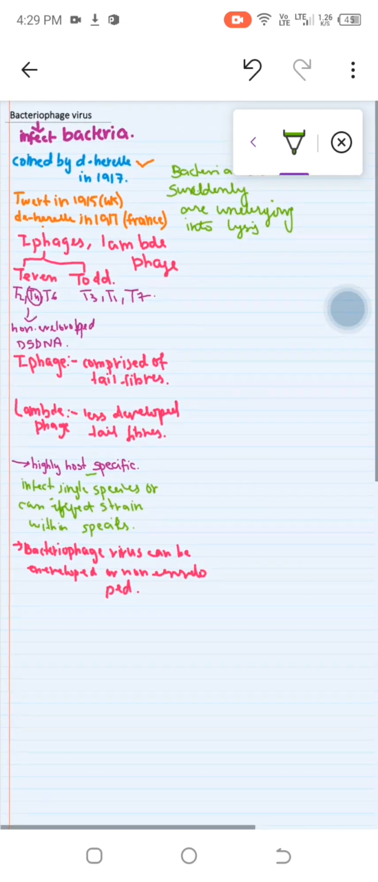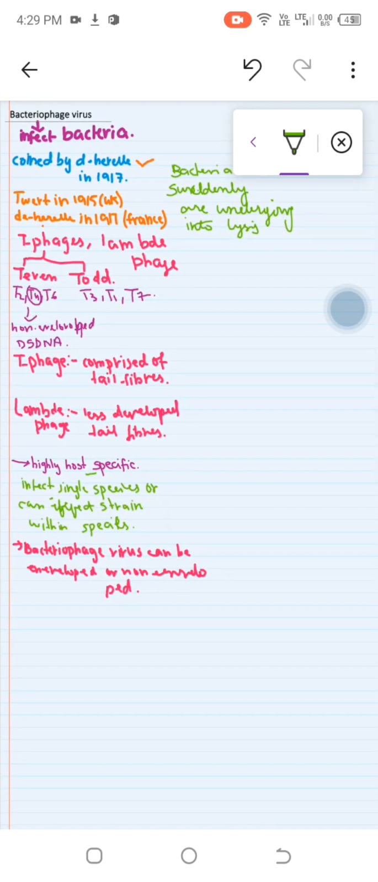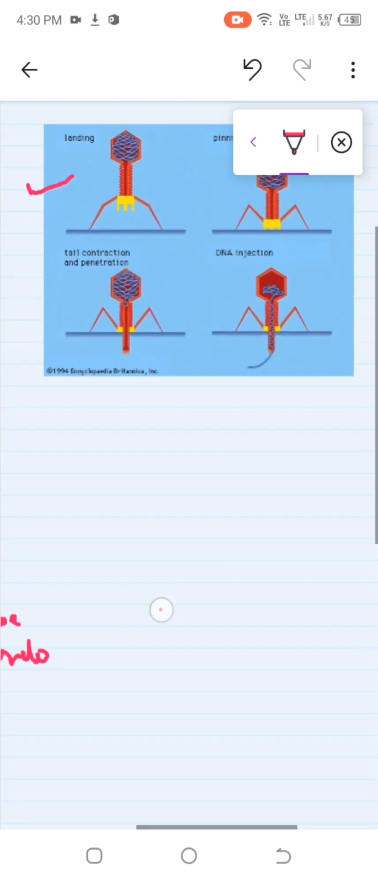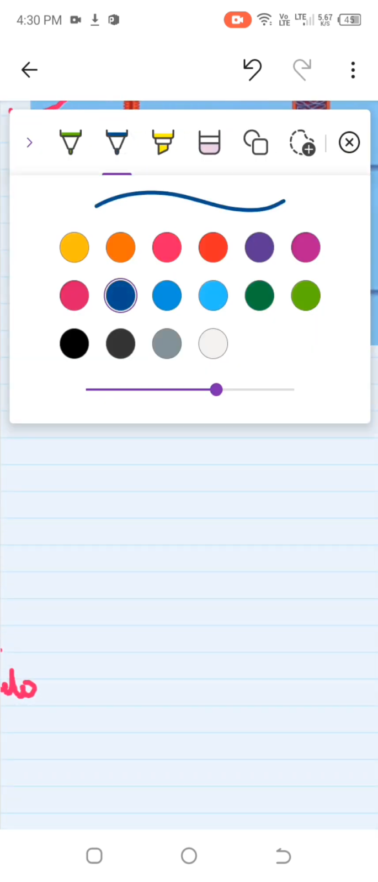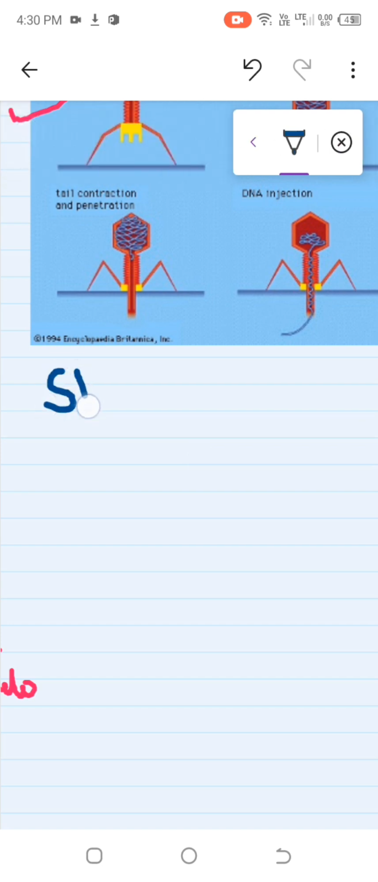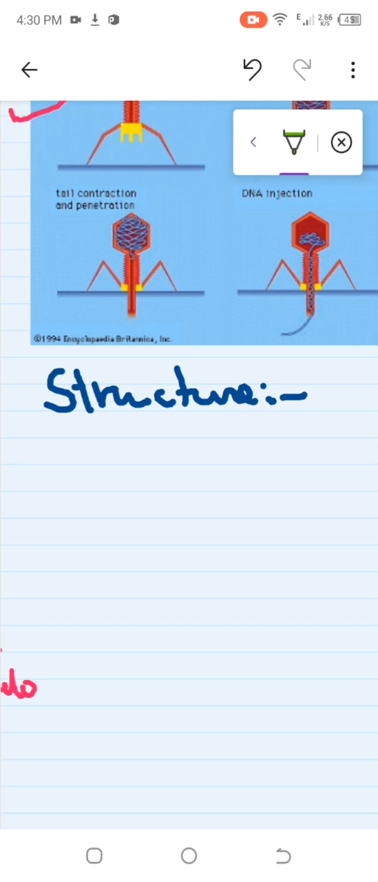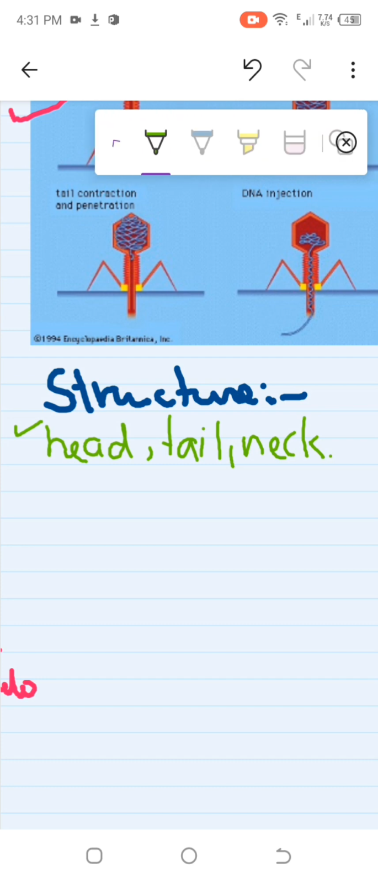Now we are going to discuss the structure of bacteriophage. Here I'm going to show the diagram, which is shown on this screen. The complexity of viruses depends on their structure, and the bacteriophage is composed of a head, a tail, and a neck. All three are included.